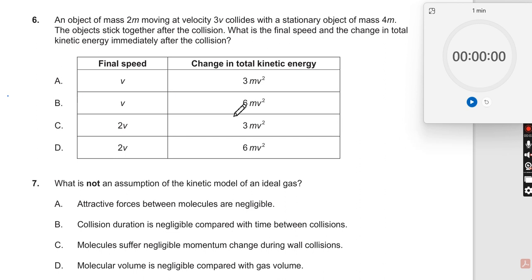Hello. Okay, let us move on to the next problem. It's the sixth problem. Let me start the timer.